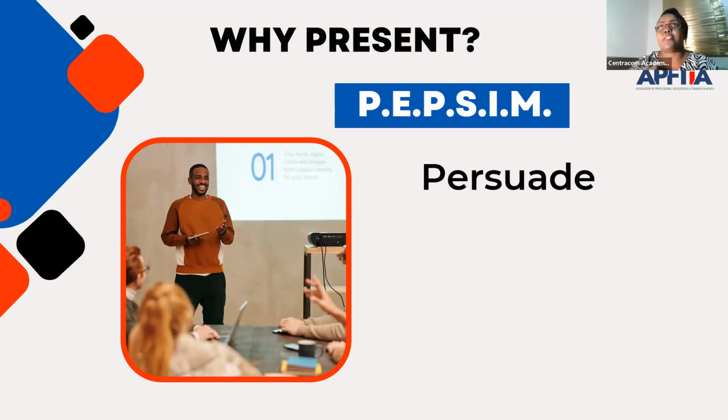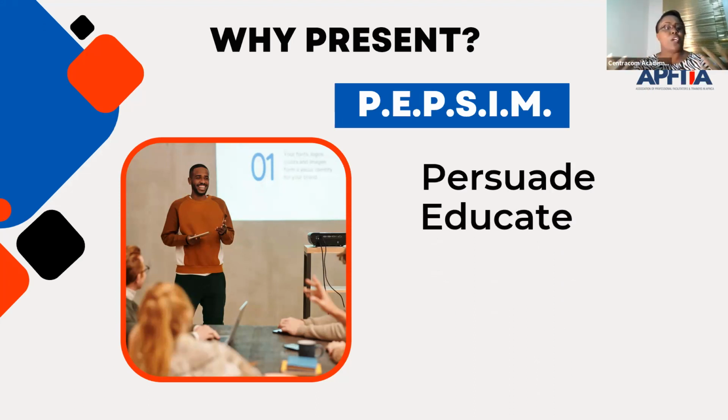You make a presentation because you want to persuade an audience. You want to convince them about something. You want to persuade them to take a particular opinion you're presenting or sharing. These are not in any particular order. So the P is for to persuade. That is why we present.